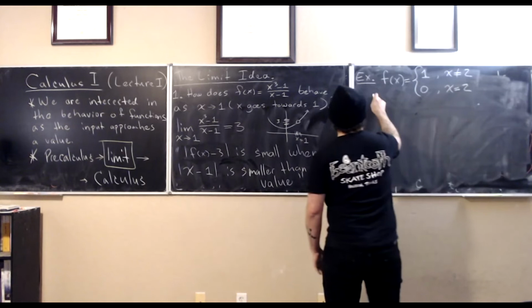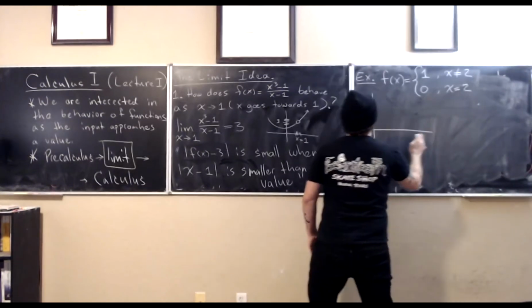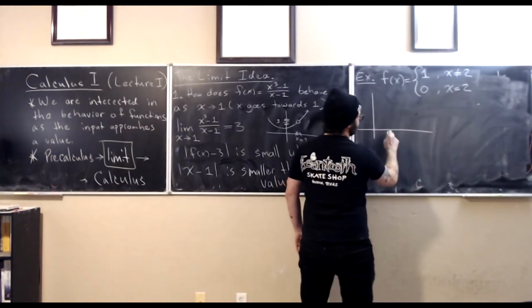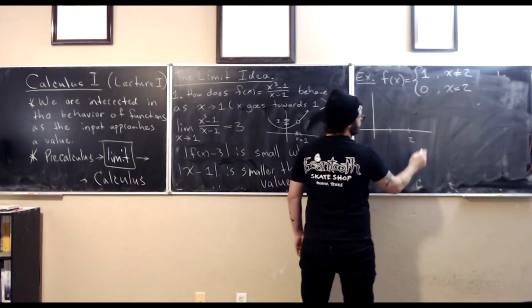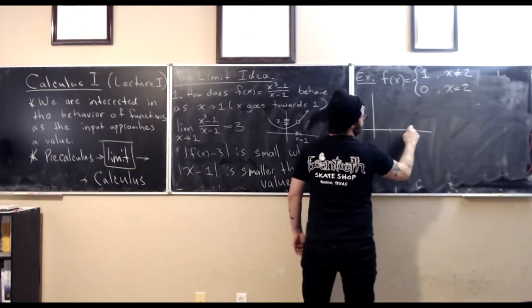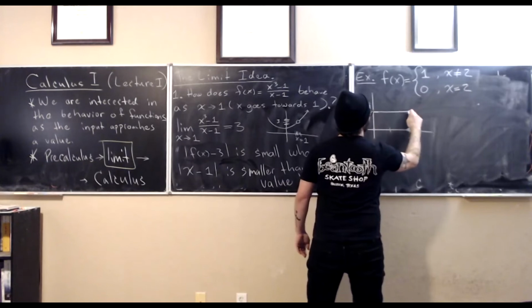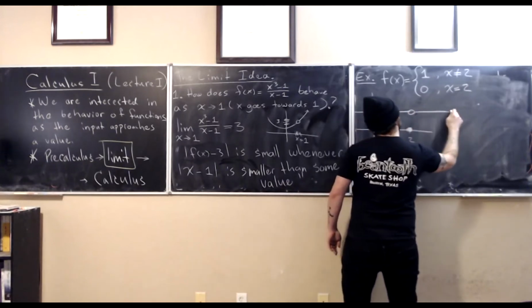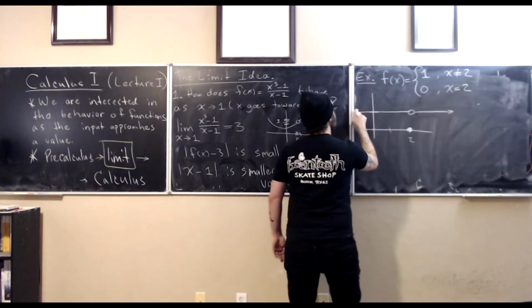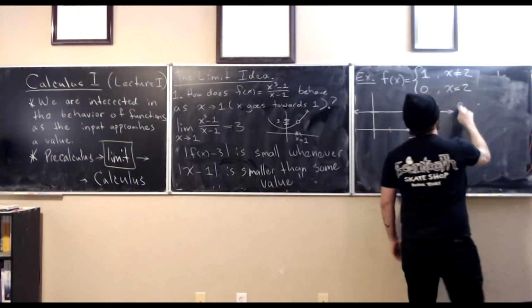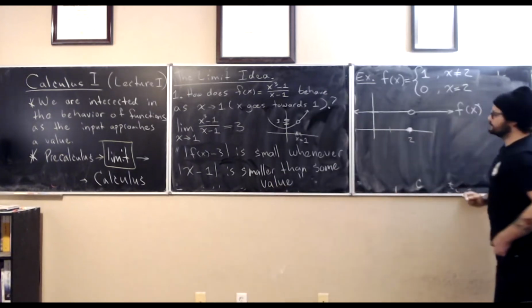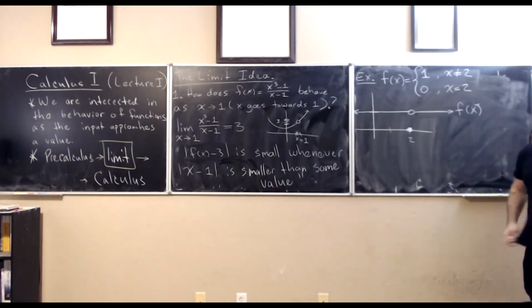What does this function look like? It's 1 everywhere except for x equals 2, where its value is right there. So there's 1. So it looks something like this. So this is the graph of that. Right? It's a piecewise function. There are these two pieces to it.